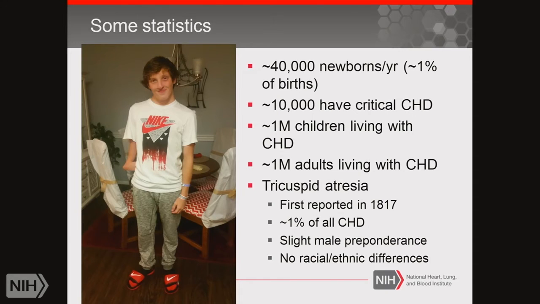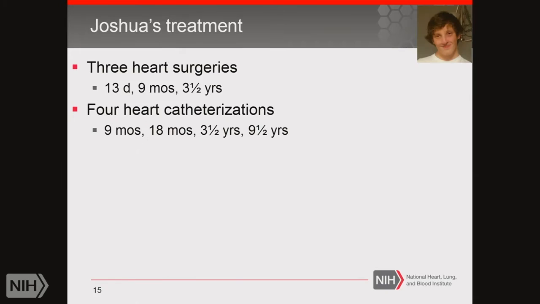Tricuspid atresia is among the rarest of these rare congenital heart conditions. It's about 1% of all congenital heart disease, and it was first reported roughly 200 years ago. There's a slight male preponderance for tricuspid atresia, no racial or ethnic differences that we know of. In general, across congenital heart disease, the gender and racial and ethnic variables vary by the condition, but overall there aren't many differences. Sadly, of course, and unfortunately, outcomes tend to be different and worse for non-white children, something we are working on. I would also note, I mentioned Joshua's other anomalies. Roughly 30% of children with congenital heart disease also have additional what we call extracardiac anomalies.